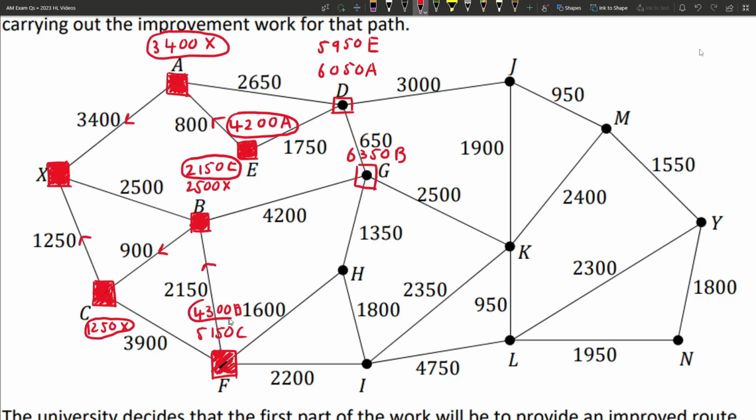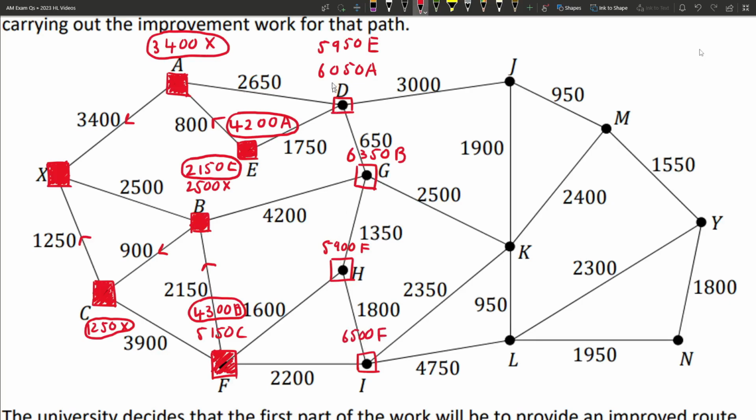to B, put a circle around it, look at the things beside it, put a box around H, put a box around I. Now for H, we're going to have 1,600 plus 4,300, which is 5,900. And remember, this is via F. And then for I, we have 4,300 plus 2,200, which is 6,500. And that again is via F.